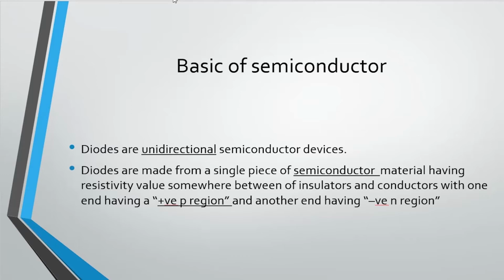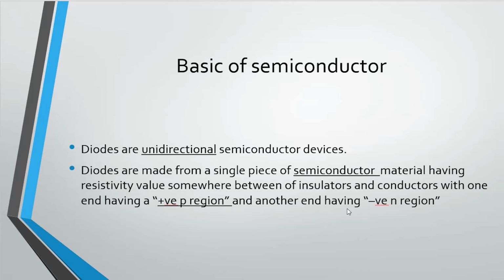Now let's see how a diode is actually made, or just the basic construction of the semiconductors or the diodes. So here we can see that diodes are made from a single piece of semiconductor material having resistivity values somewhere between insulators and conductors, with one end having a positive P region and the other end having a negative N region.